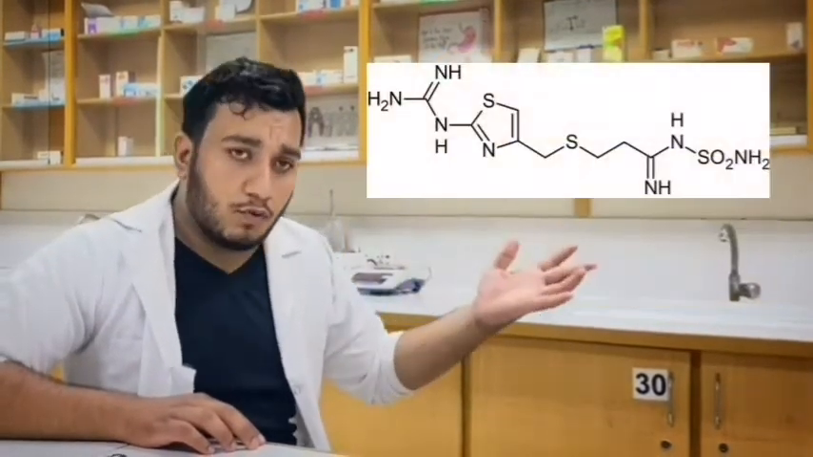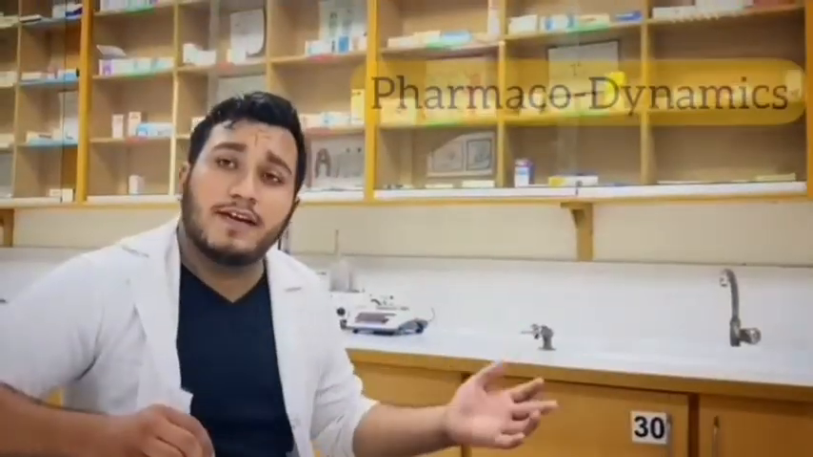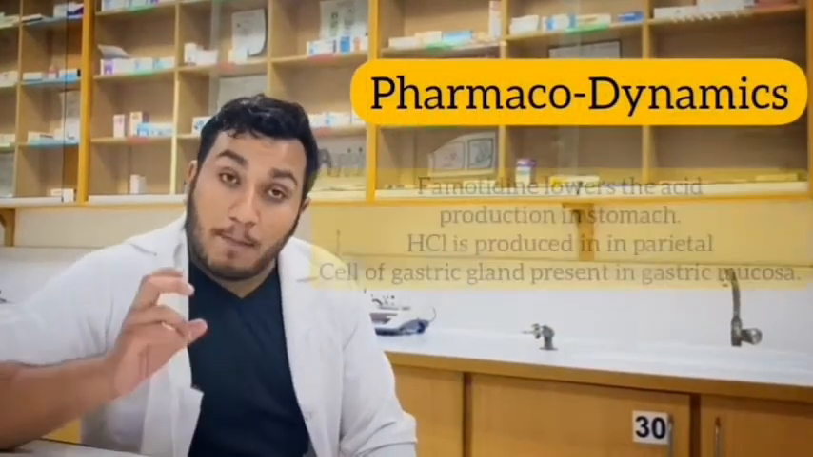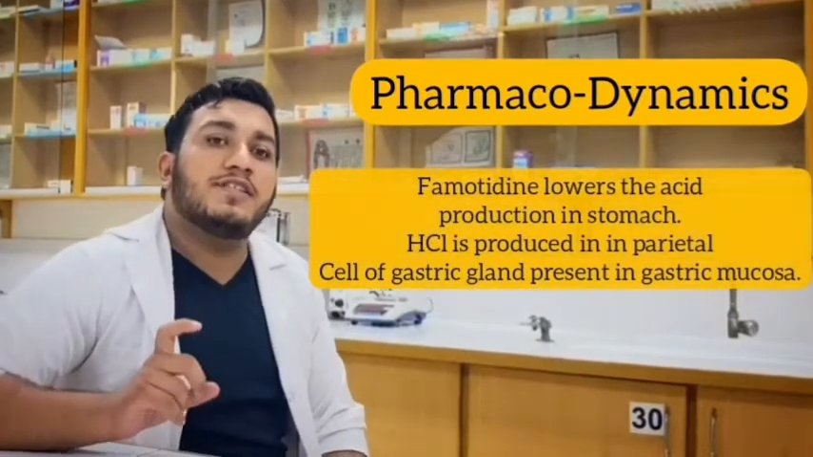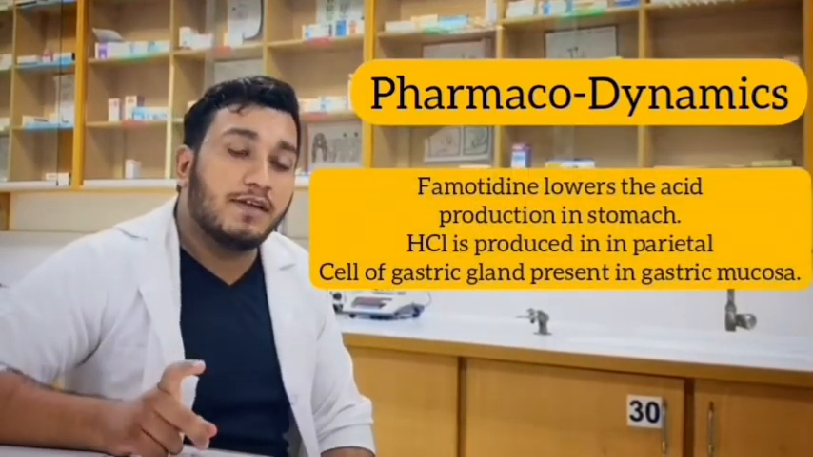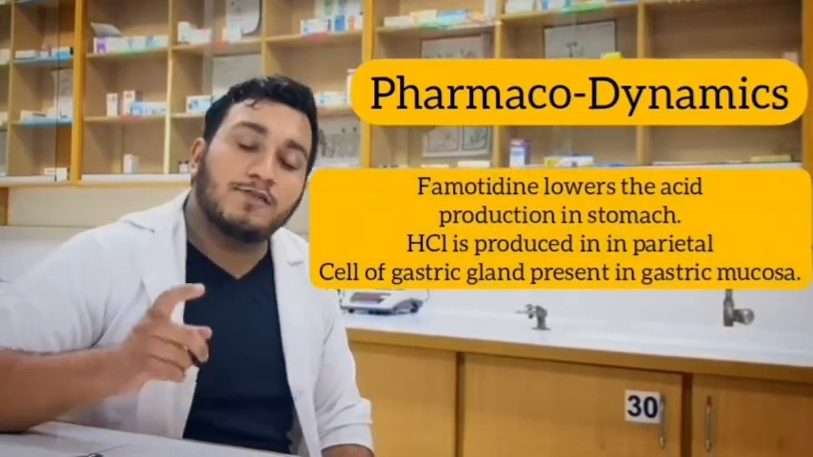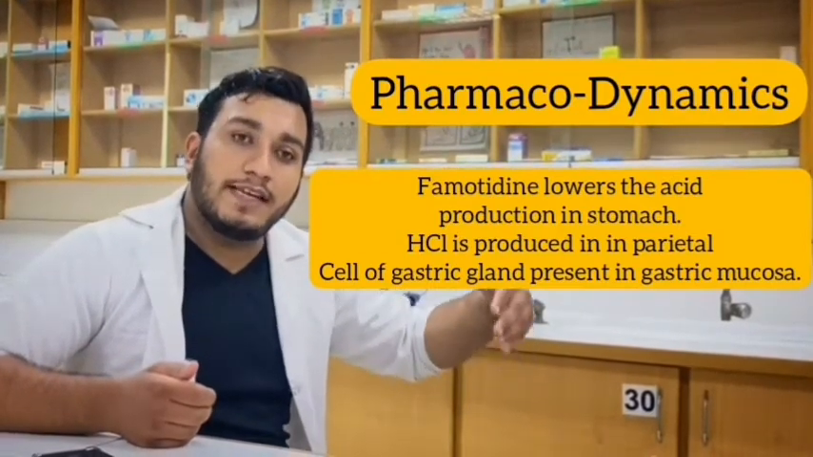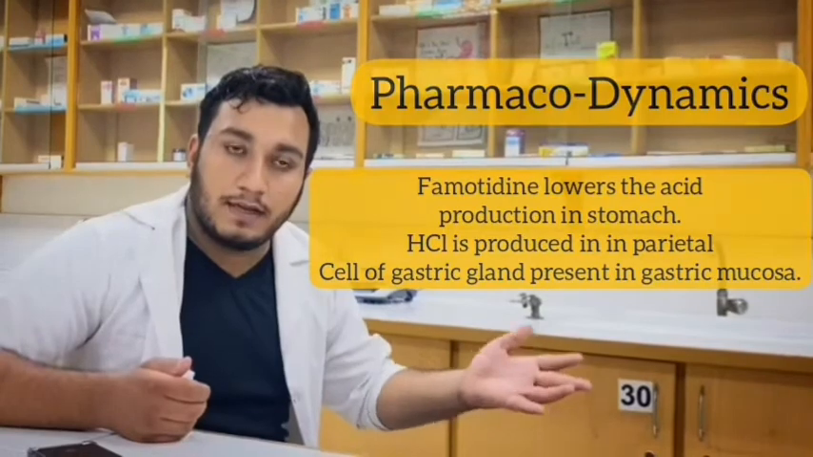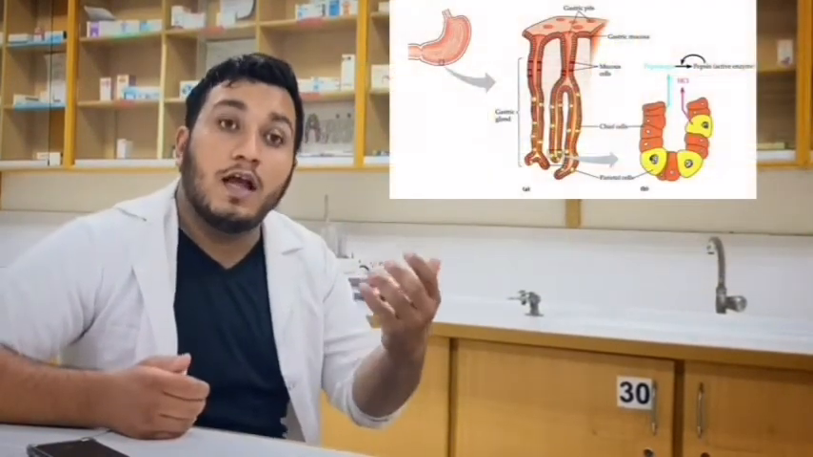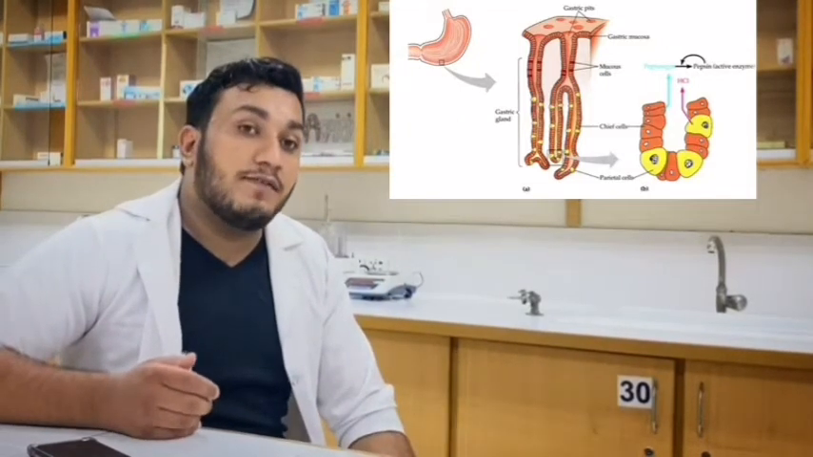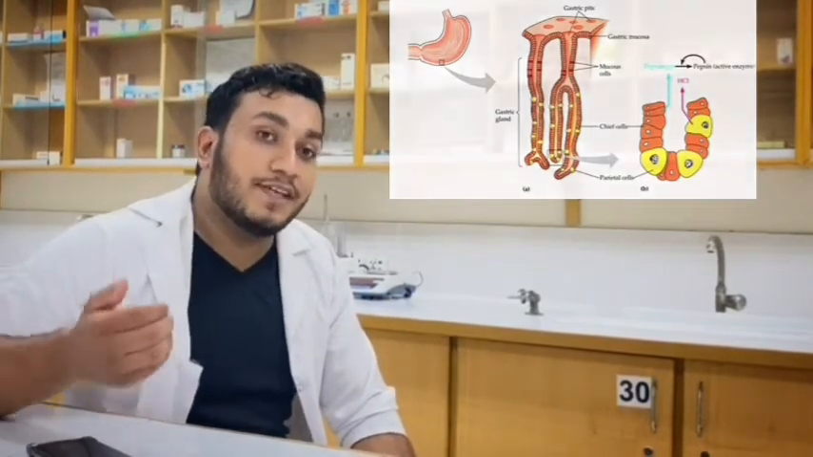Here is the structure of famotidine. To understand its pharmacodynamics, we must know about its mode of action. Basically, famotidine reduces the HCl production in the stomach. The HCl, as we know, is produced in the gastric gland of the gastric mucosa. It is a gland found in the inner walls of the stomach. The gastric gland contains parietal cells which are responsible for the HCl production in the stomach.